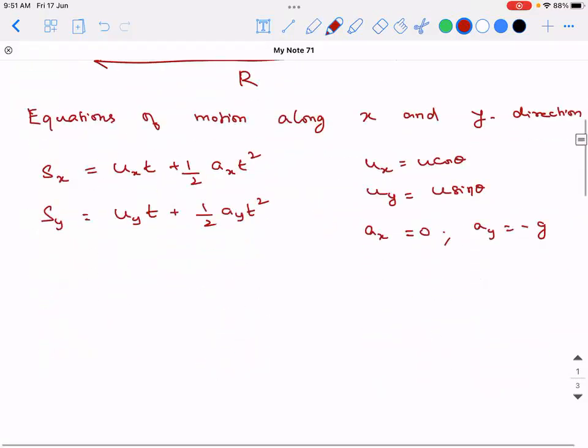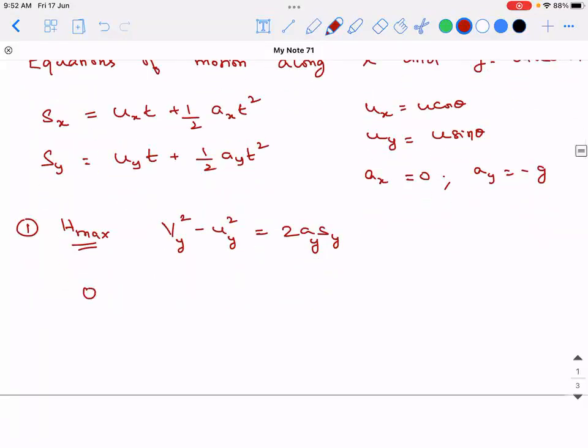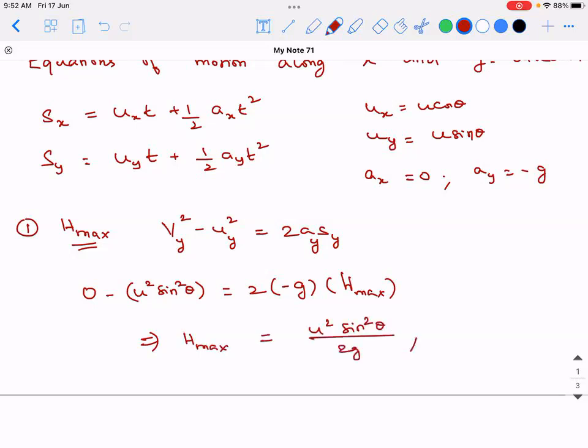Now, first let's calculate the parameter h max, the maximum height traveled by an object. Whenever you are talking about maximum height, the formula that we will use is v square minus u square is equal to 2as, because at the highest point the velocity becomes zero. So I can write Vy square minus Uy square is equal to 2 into Ay into Sy. What is the value of Vy? It is 0. Minus Uy square is u square sin square theta, equal to 2 into acceleration along y direction, which is minus g, and the displacement along y direction is h max. From here I can write h max is equal to u square sin square theta divided by 2g.